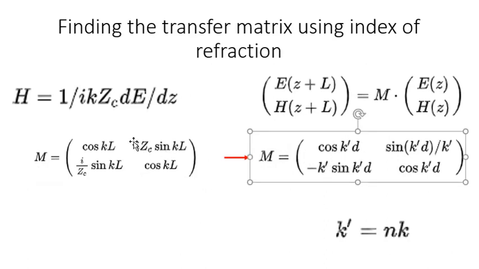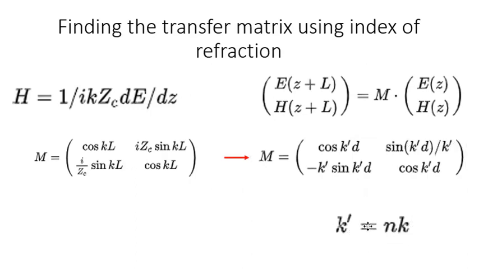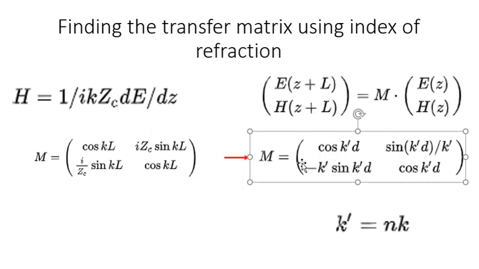Notice that I'm switching here from IZC to just 1 over K prime, where K prime is the wave number in the medium with the index of refraction, and that's basically what you're doing here. You're just multiplying this by this prefactor in front. You'll notice that gives you a 1 over K here, and if you do that over here, it gives you a minus K prime here, or minus K. We're switching between K and K prime here. But anyways, this is what we're actually going to use to do the calculation.